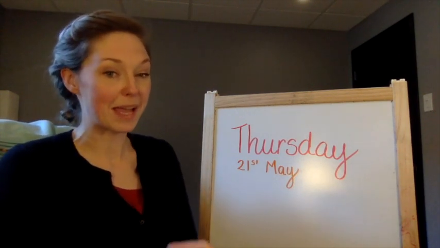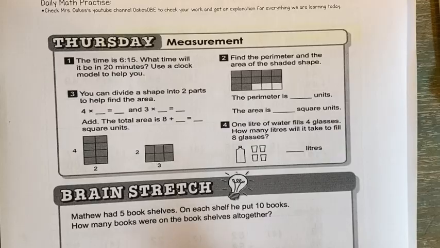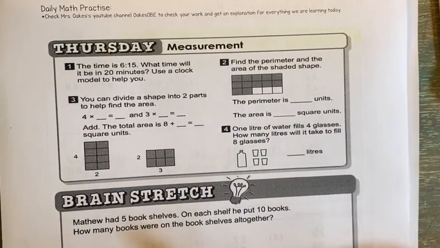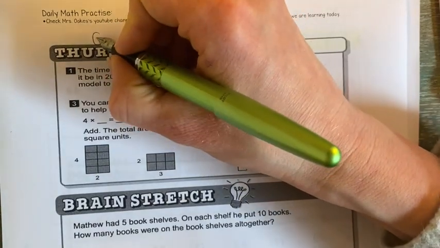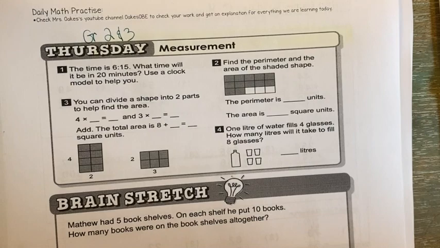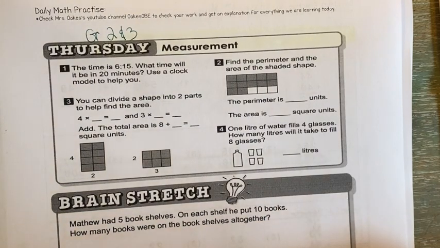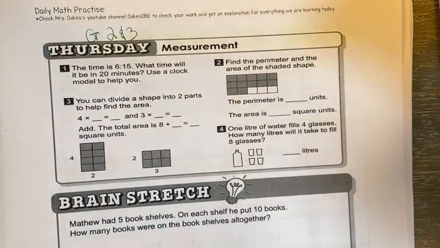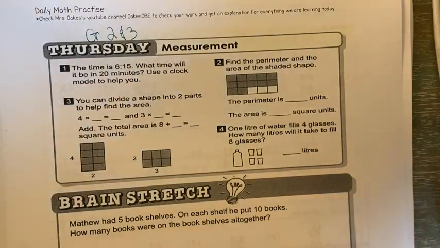So let's switch to my camera view. All right, it's time for Thursday's math. Grade 2 and 3. Here is your math. Let's get started. So it's saying the time is 6:15. What time will it be in 20 minutes? Use a clock model to help you.